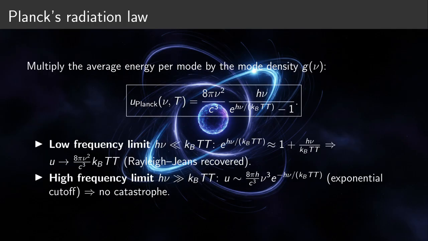Planck's law. Combining quantized energy with mode density gives Planck's radiation law. At low frequencies, it reduces to the classical result. But at high frequencies, the exponential term suppresses the energy. Instead of diverging, the spectrum falls off smoothly. This completely resolves the ultraviolet catastrophe. For the first time, theory matches experiment across all frequencies.